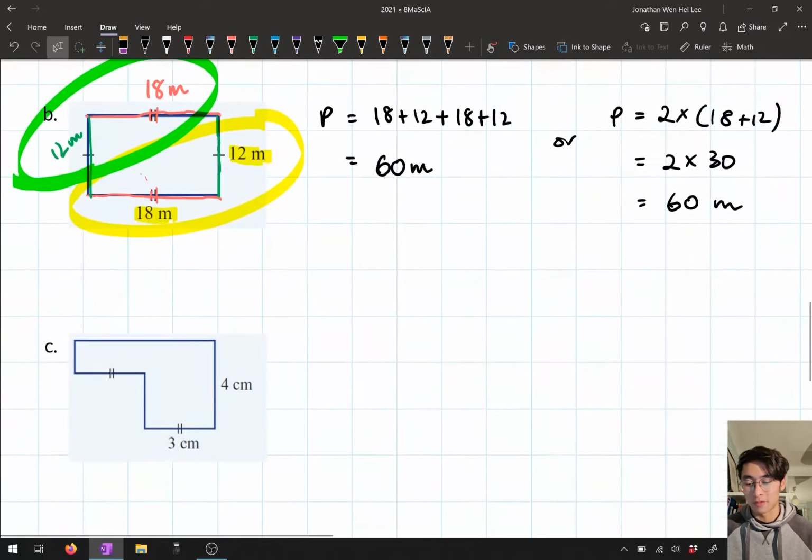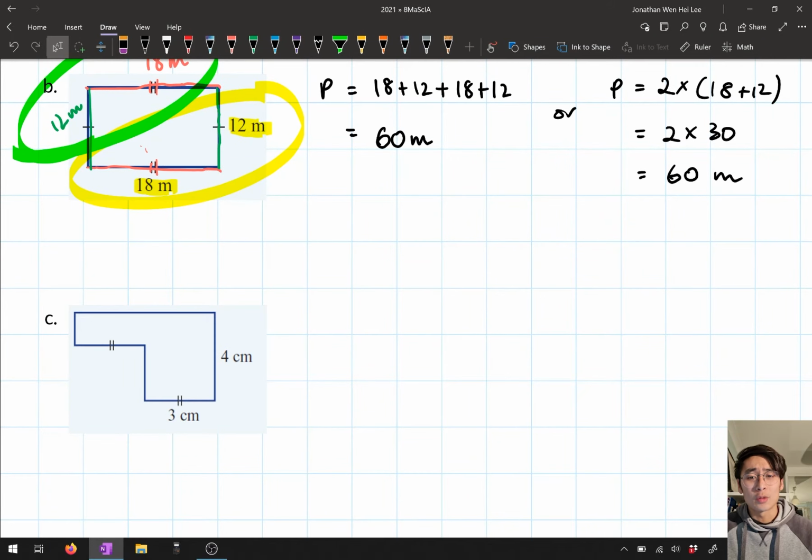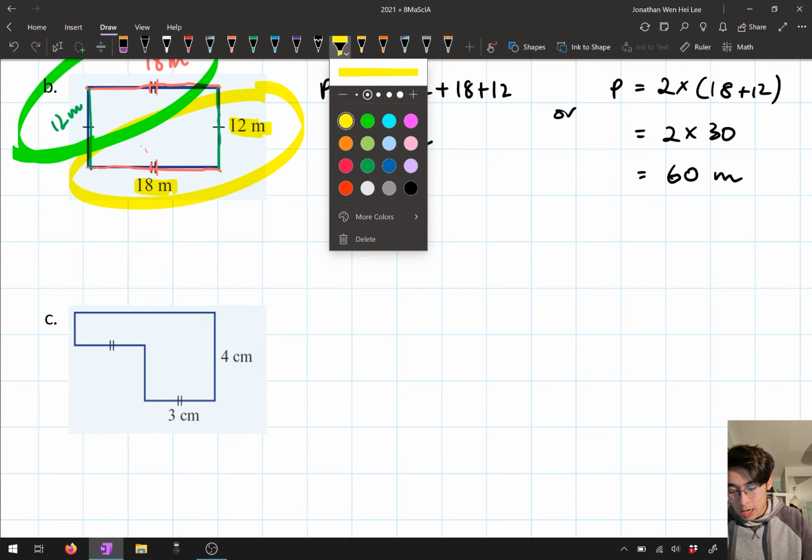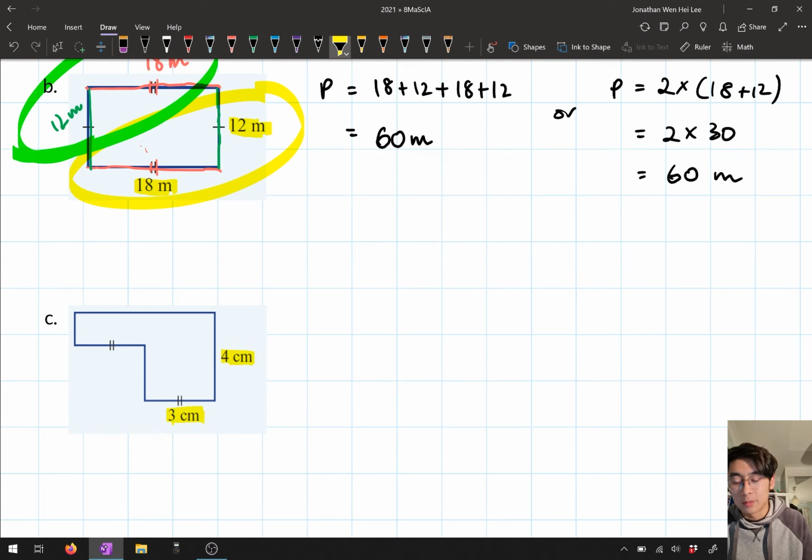Okay, let's have a look at the final example for this set. This one here is a little bit trickier and requires a bit of thinking. Now, the perimeter is the total length on the outside of the shape. If you have a look at our measurements, we've got 4 centimeters over here, and we've got 3 centimeters over here. That's great. Okay, they're both in the same units. We don't need to actually convert anything.